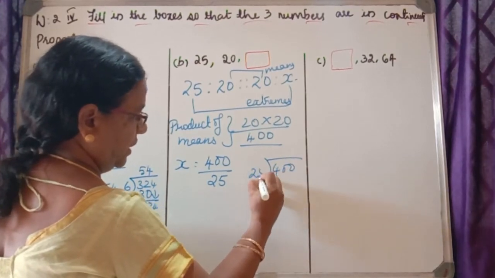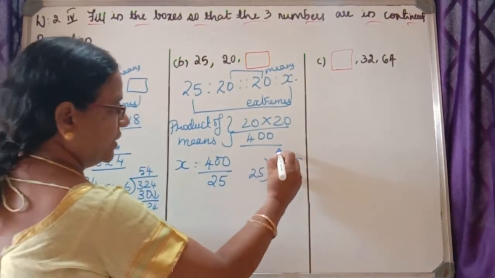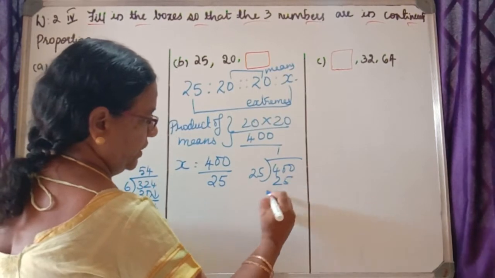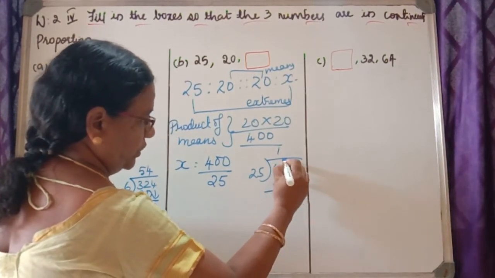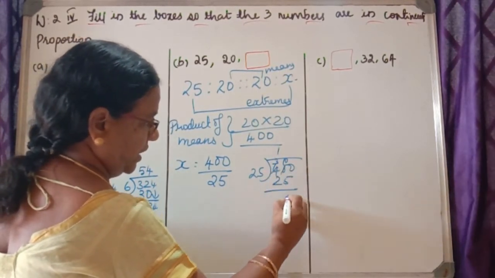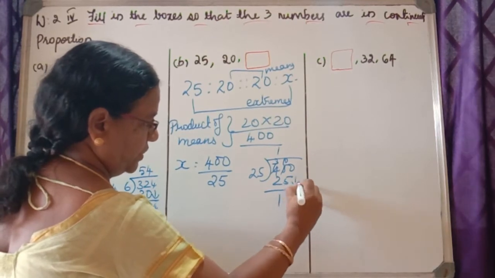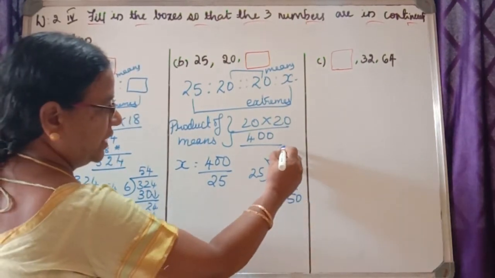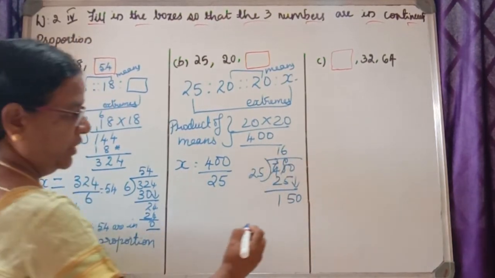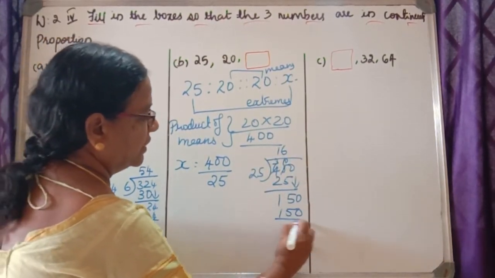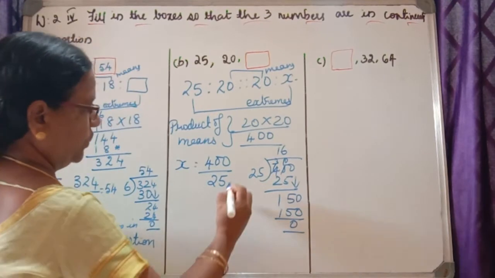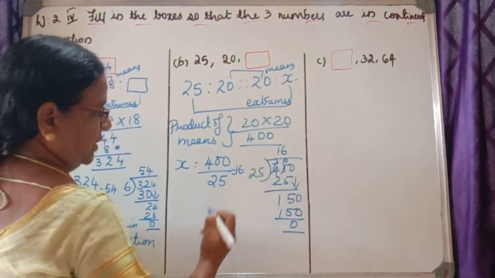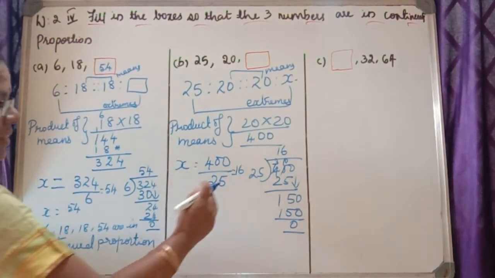400 divided by 25. In 40, how many 25s are there? 1. 25. And 15 remains. Here it will become 150. Bring down the 0. In 150, how many 25s are there? 6 25s are 150. Remainder 0.